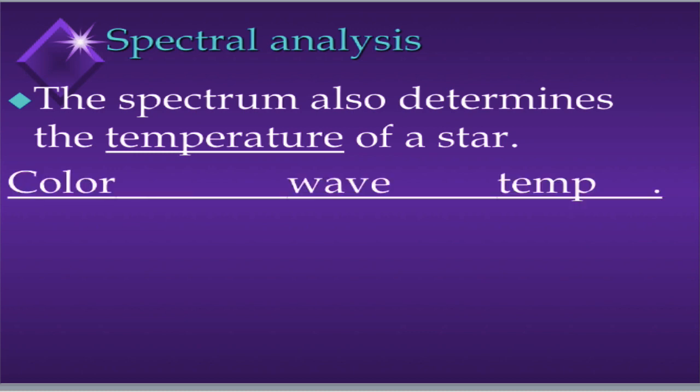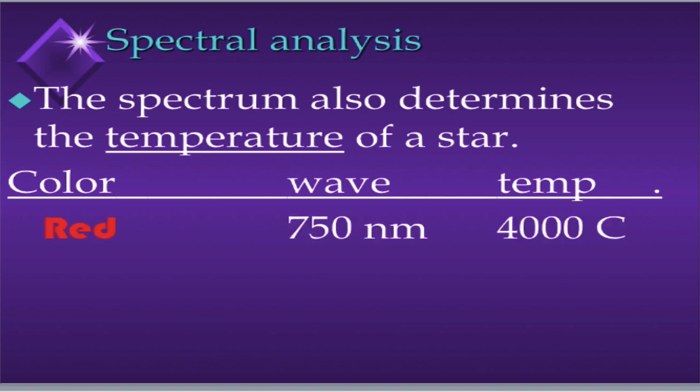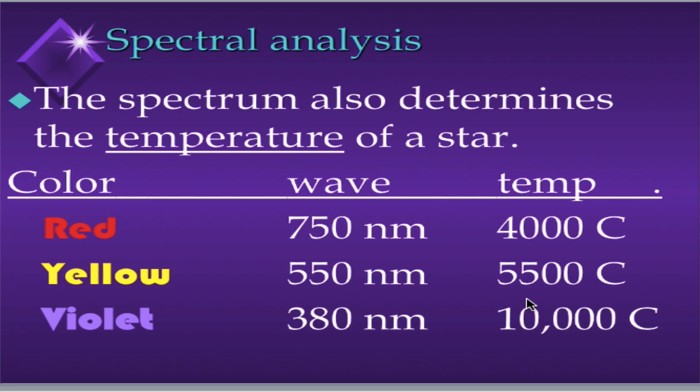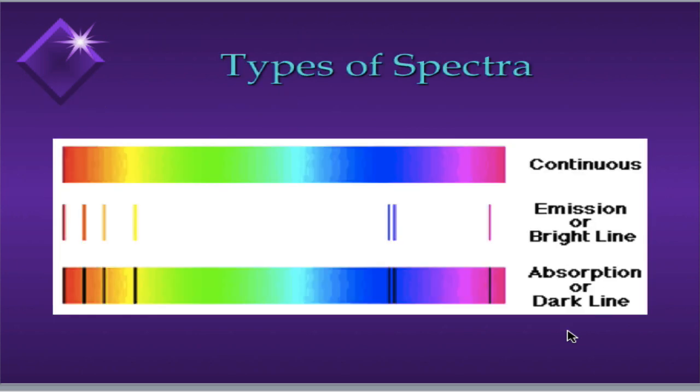Now, stars work the same way. Red stars are the coolest, about 4,000 degrees Celsius. I mean, that's still awfully hot, but it's pretty cool compared to some of the other stars out there. Our sun is more of a yellow star, slightly warmer than the red ones, at 5,500 degrees Celsius. However, it's the blue and violet stars that are the hottest of them all. A violet star is about 10,000 degrees Celsius. So next time you're looking at the stars, look really close and see if you can see the different colors. You'll know that they're different temperatures.